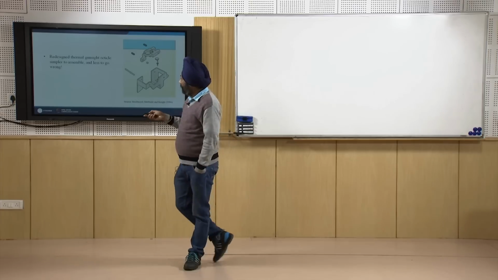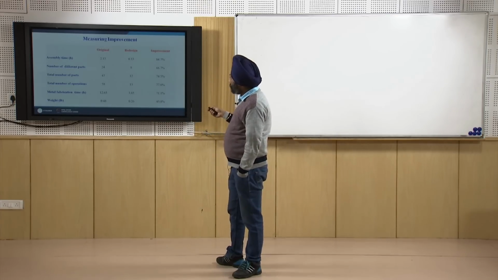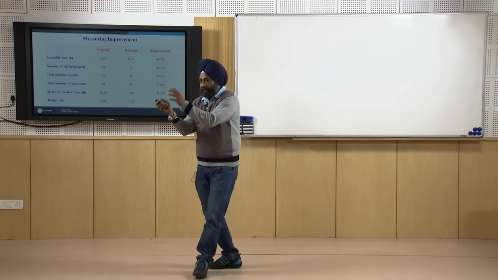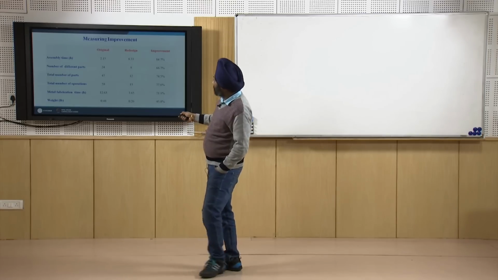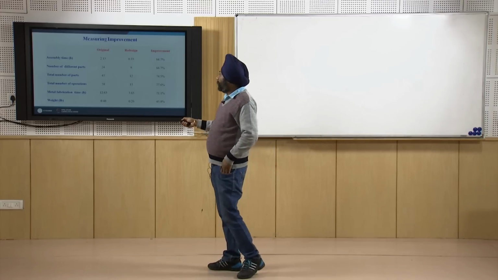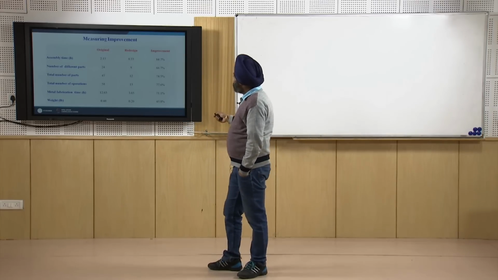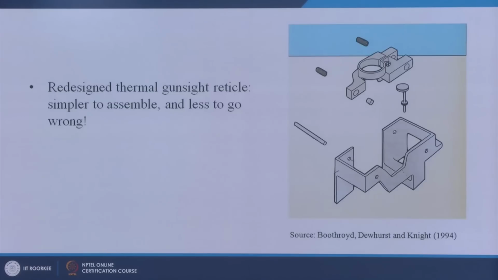So let us see what are the advantages of this new design. This is measuring the improvement, the old design and the new design. Now you can see parameters of comparison. Assembly time improvement by 84%, less time consuming. Number of different parts, 66% improvement. Original has 84 parts, 24 different parts. Redesign has only 8 parts. You can see for yourself it has fewer parts.